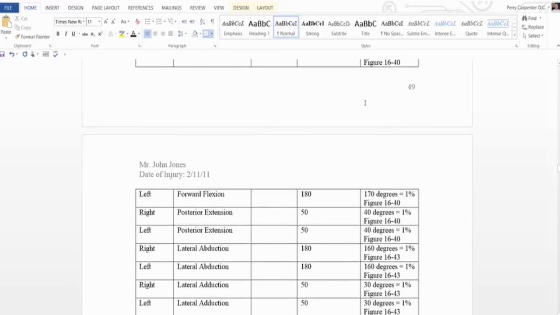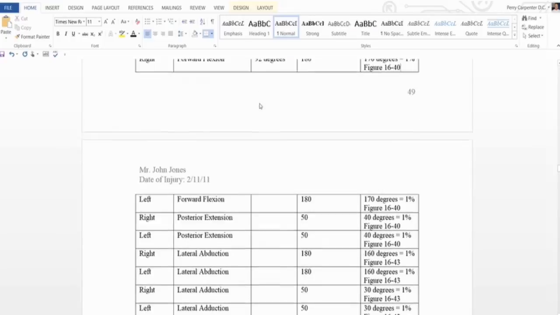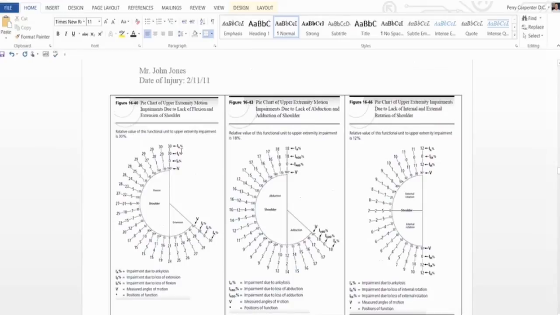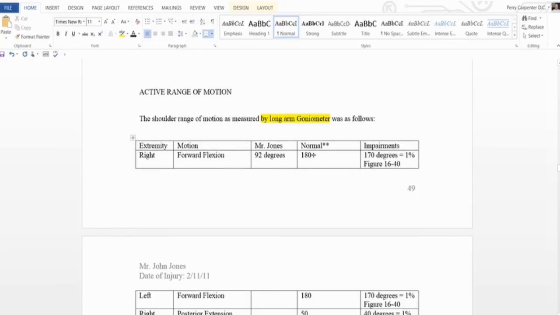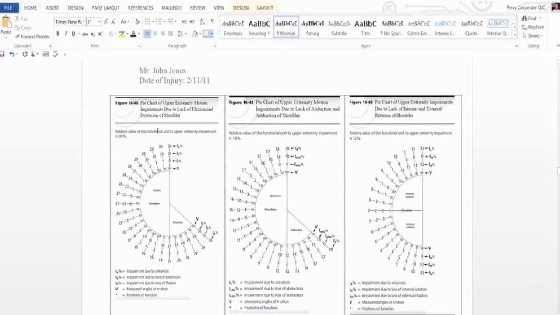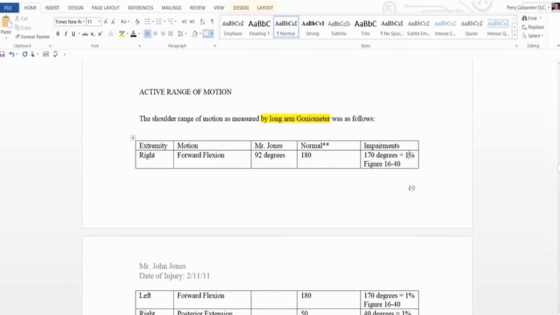Now I have this table pre-filled out with just a few representative findings. For example, 170 degrees of shoulder flexion represents a 1% upper extremity impairment according to figure 16-40. Well, you're going to replace this now with the findings related to 92 degrees. And in order to do that quickly and accurately, it's a great idea to go ahead and put the charts right here below your table so that you can refer to those quickly. So we have 92 degrees, 180 is normal. Let's go to 92 degrees of shoulder flexion. Here's our curve for shoulder flexion. 92 degrees represents, let's call it, 6% upper extremity impairment. So here we would just say 6%.